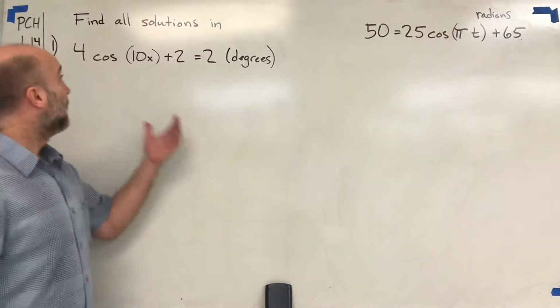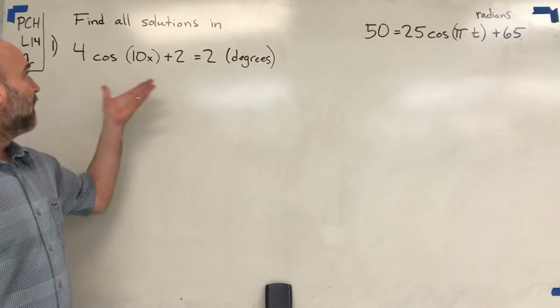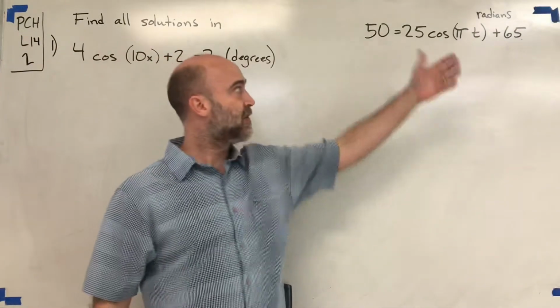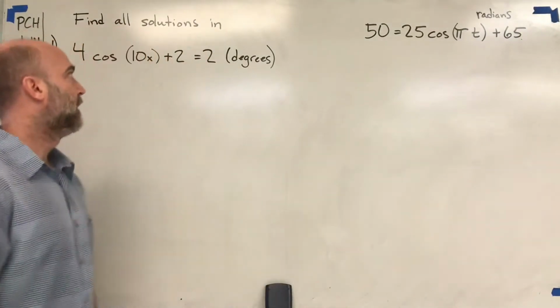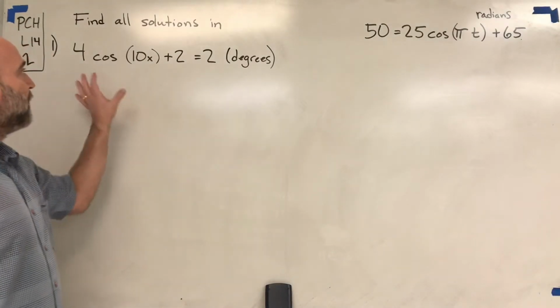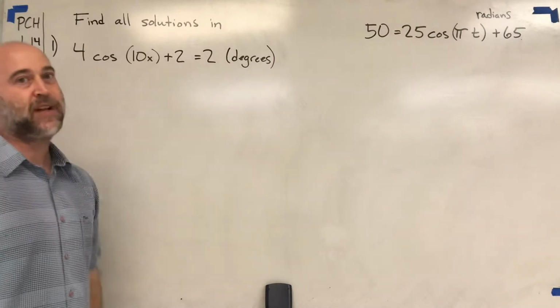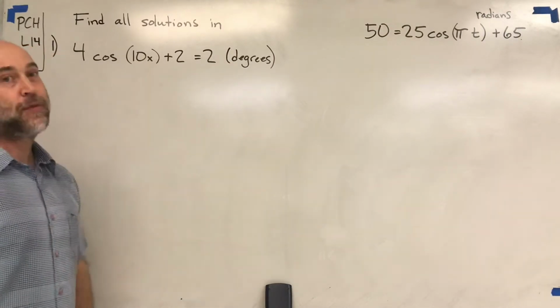We are asked to find all solutions of these trig functions. This one's in terms of degrees, this one's in terms of radians. Okay, well, the first thing we need to do is isolate the trig function, meaning move everything else to the other side of the equal sign, solve for the trig function.